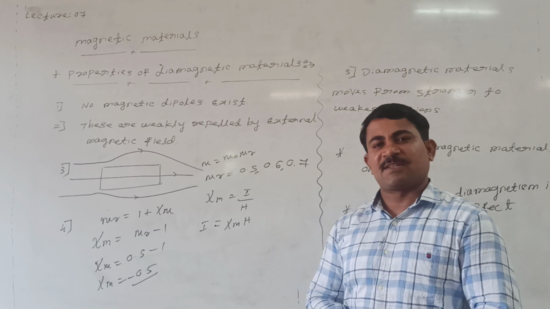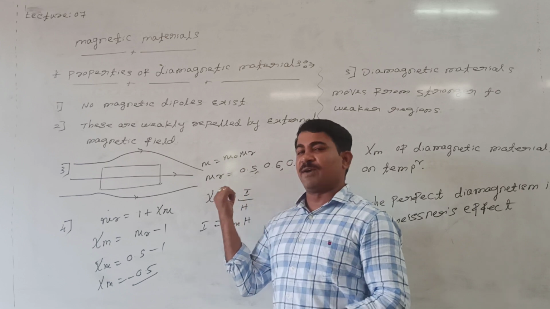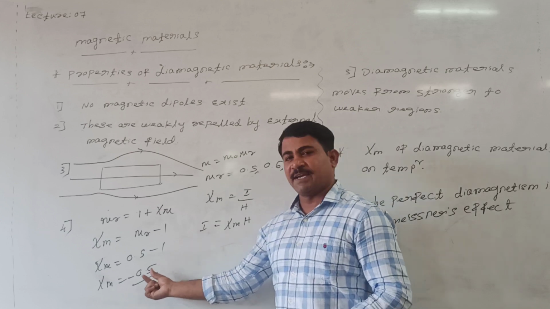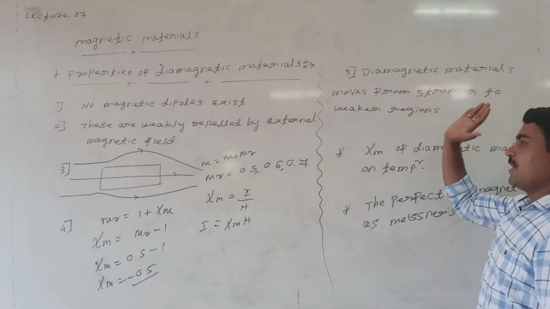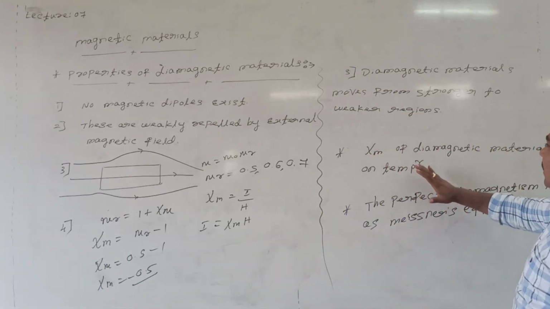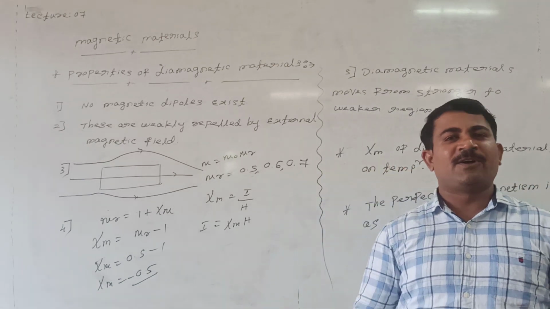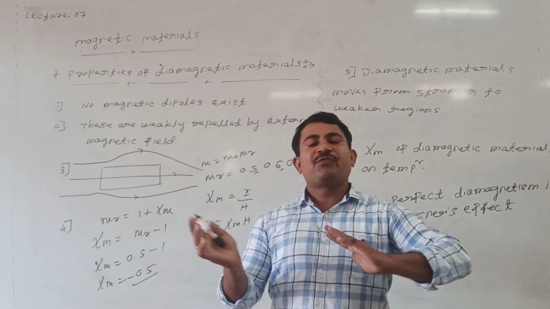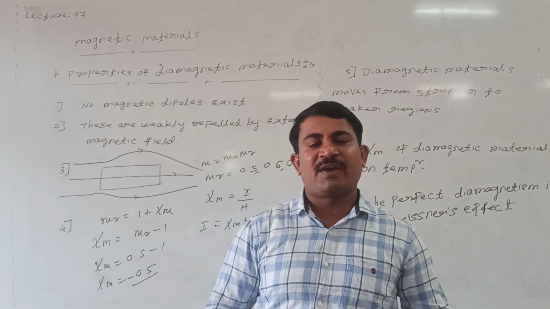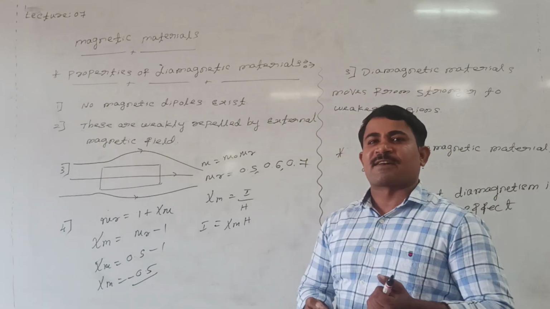Simply, what are the properties of diamagnetic material? No magnetic dipoles exist in diamagnetic material. These are weakly repelled by a magnetic field. Almost all magnetic field lines never pass through the material. Magnetic permeability is very small, so magnetic susceptibility is a negative value. When a diamagnetic material is subjected to an external magnetic field, it moves from stronger region to weaker region. Second, magnetic susceptibility or magnetization of the diamagnetic material is independent of temperature. And the phenomenon where no magnetic field lines pass through the material, we call the Meissner effect, and the Meissner effect is only possible in superconductors. These are concerned with diamagnetic materials.